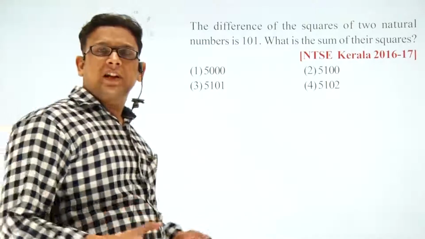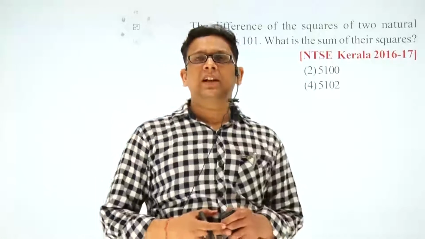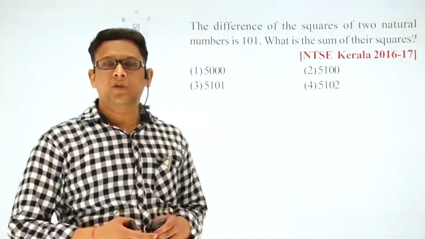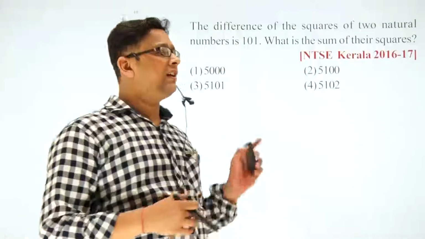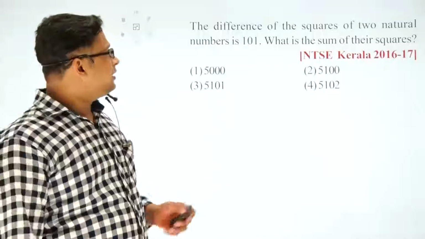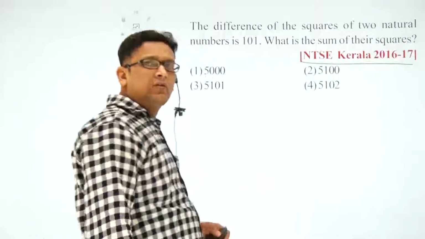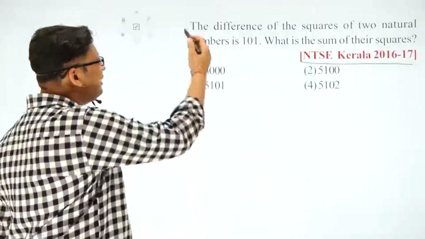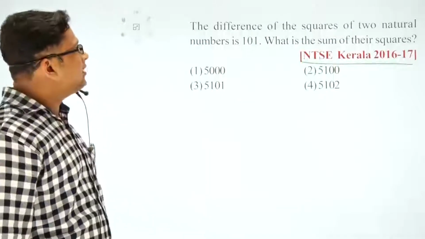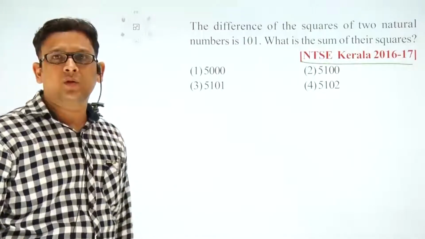Now this question is again basically related to the part of algebraic identity, that is a square minus b square, and we are going to use that identity in this question. This question is related to the NTSE stage 1 in the Kerala region in 2016-17. The question says that the difference of the squares of two natural numbers is 101.